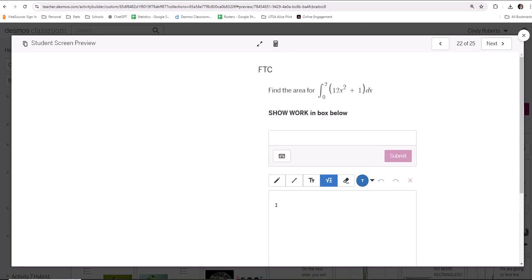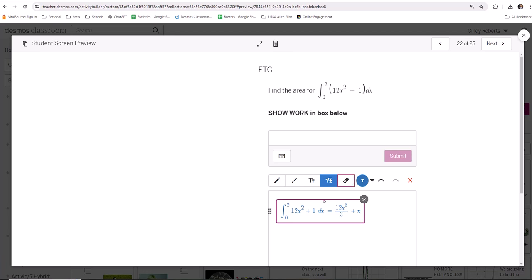So same thing here. Integral from 0 to 2 of 12x squared plus 1. I didn't put the parentheses, you don't really need them. And so the first step is to find the antiderivative. Well, wouldn't it just be that and then that, because the derivative of x is 1. And of course you can make this 4x cubed.